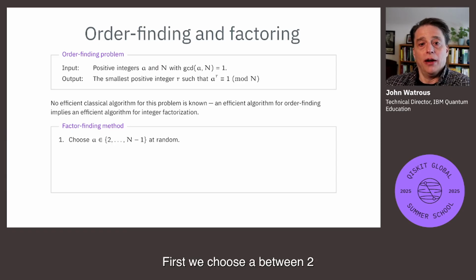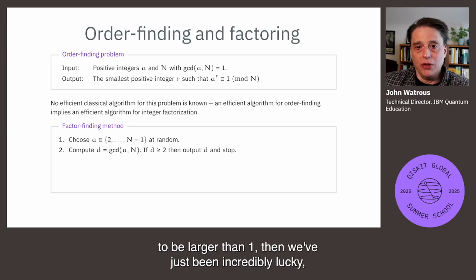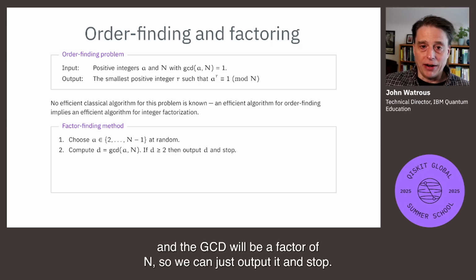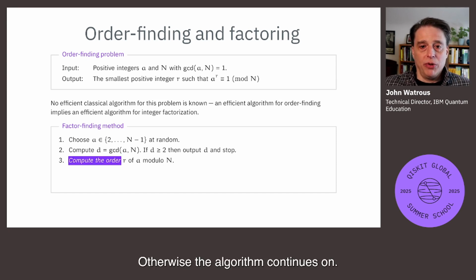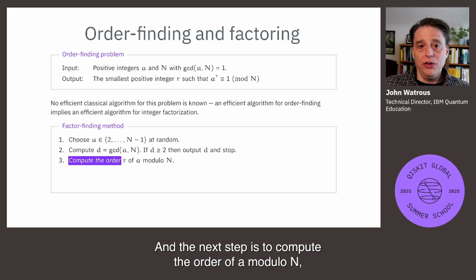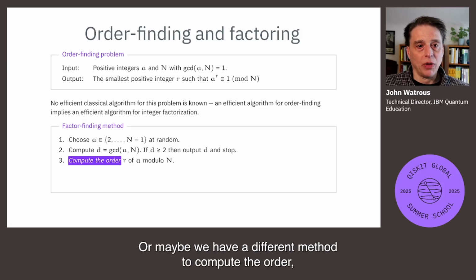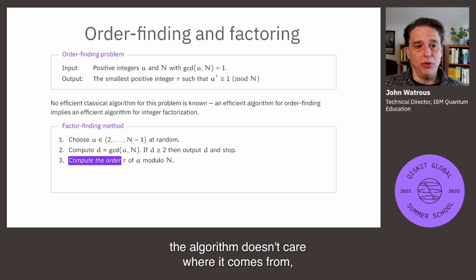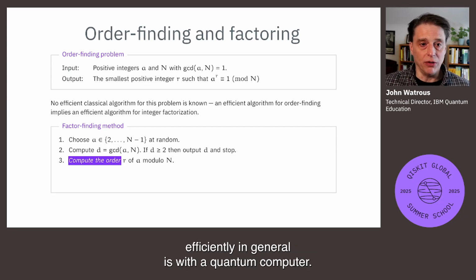First, we choose a between 2 and n minus 1 at random, uniformly. We then compute the greatest common divisor of a and n. And if the GCD happens to be larger than 1, then we've just been incredibly lucky, and the GCD will be a factor of n, so we can just output it and stop. Otherwise, the algorithm continues on, and the next step is to compute the order of a modulo n, which is where we need a quantum computer. Or maybe we have a different method to compute the order. The algorithm doesn't care where it comes from, but the only way that we know how to do this efficiently in general is with a quantum computer.